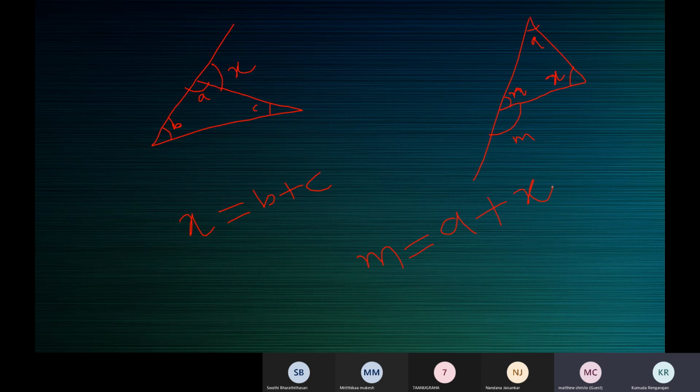Which is the exterior angle formed here? M, ma'am. Now the property is the exterior angle M is equal to the sum of the two interior opposite angles. Ma'am, this is the immediate interior angle. Interior opposite angles are A and X. For M, N is the immediate interior angle. So you should leave that. You should not use that. A plus X. Yes, ma'am.